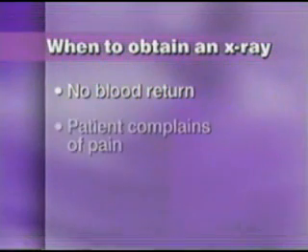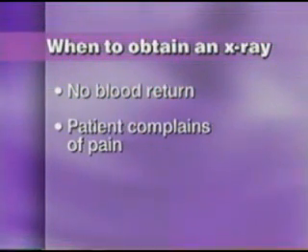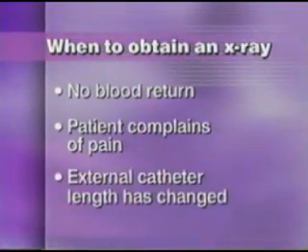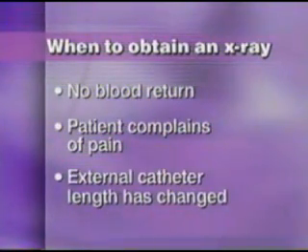A PICC line, non-tunneled catheter, or tunneled catheter can be dislodged by vigorous flushing or excessive vomiting or coughing. An X-ray can tell you if the catheter is dislodged. Obtain an X-ray if you can't get a blood return, the patient complains of pain during flushing or infusion, or the length of the external tubing has changed.